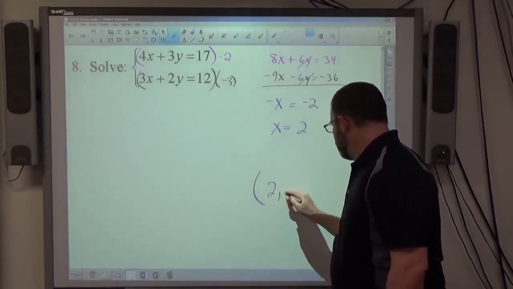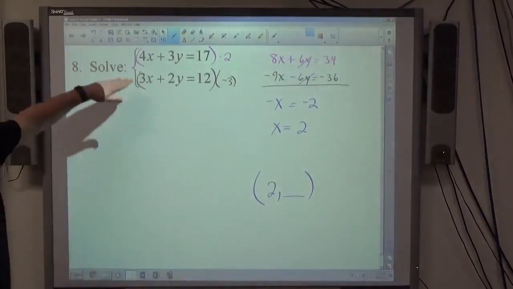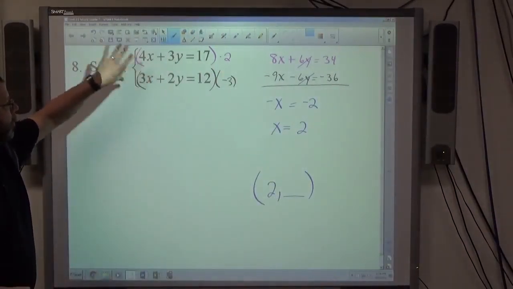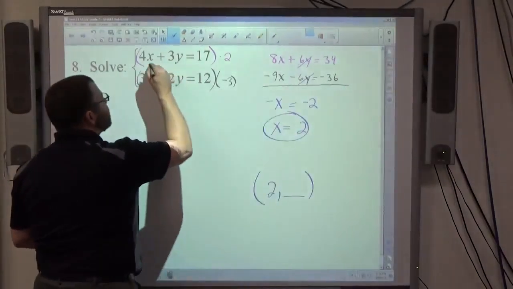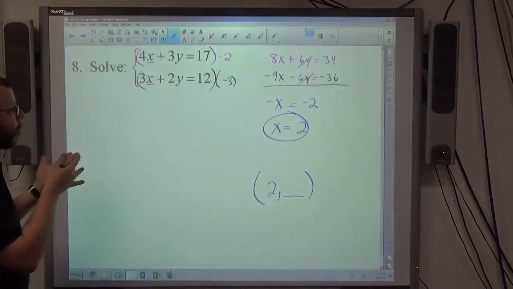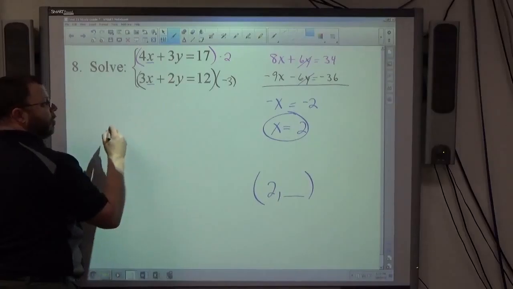Ordered pair answer: 2 comma something. I still need the something, so I go back to one of my equations. I prefer to go back here because the numbers are smaller and all positive. So x equals 2 is what we found for x. I've got an x here and here. I can pick either one, change those x's to 2's to figure out the y value. I'm going to go to the bottom equation.